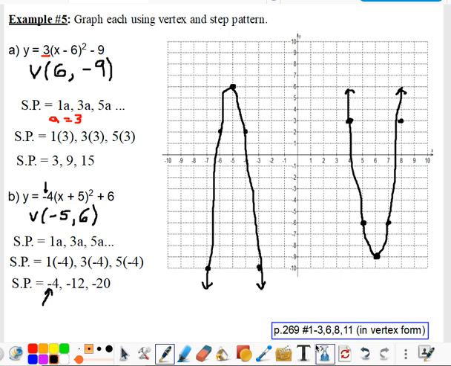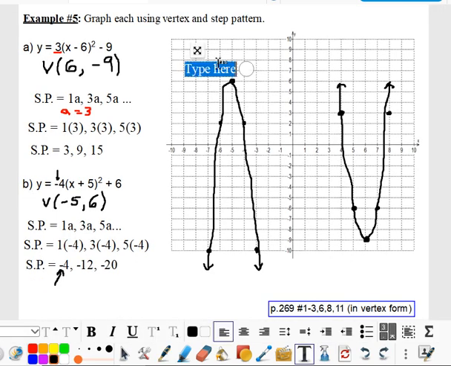And what we could also do here is label our parabolas. So this one is y equals negative 4 times x plus 5 squared plus 6. And this one over here was y equals 3 times x minus 6 squared minus 9. Okay. And folks, that is it.